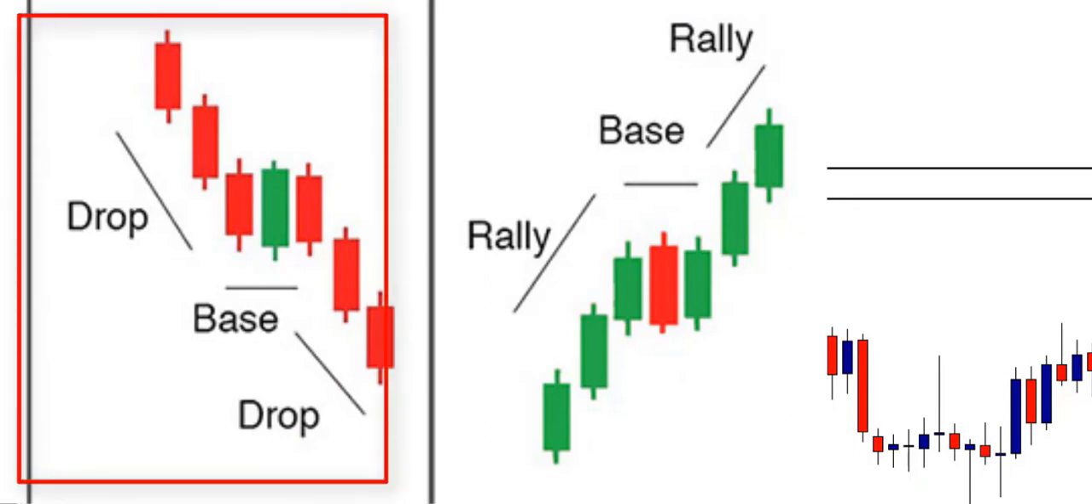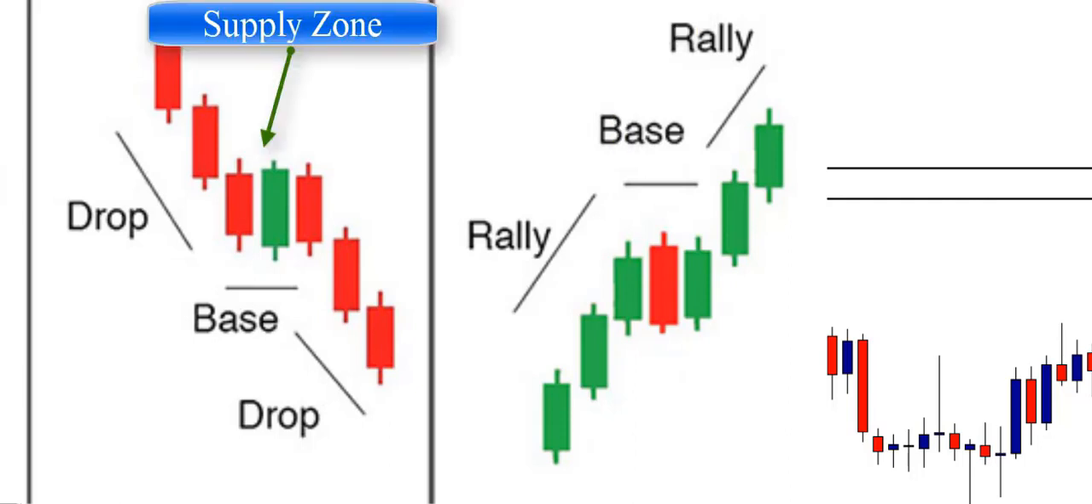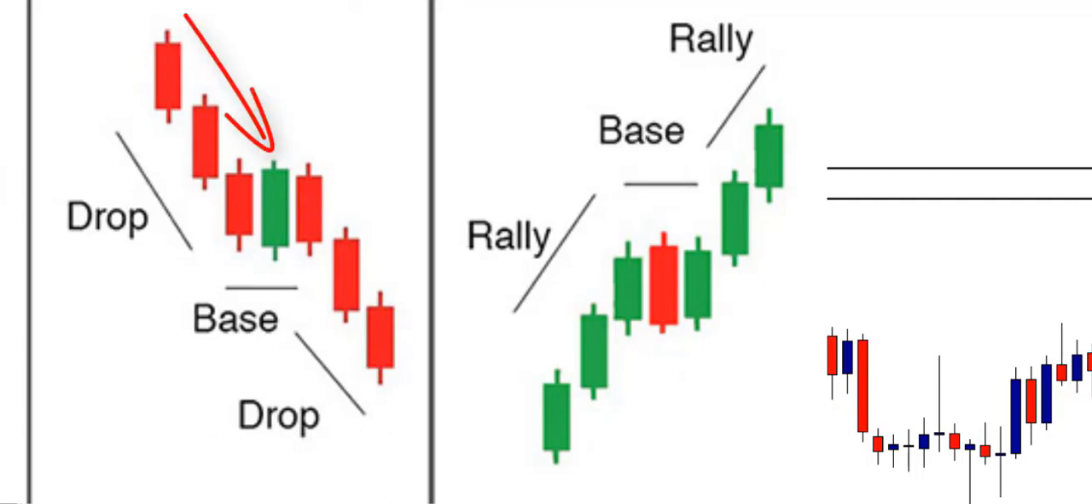Now let's move to the next continuation pattern, which is the drop-based drop. The drop-based drop is the exact opposite of a rally-based rally, with the only similarity being they both form during trending movements. Whereas a rally-based rally structure will always form a demand zone in an uptrend market, a drop-based drop will always form a supply zone during a downtrend market. A drop is a move down followed by a consolidation, which is referred to as a base, and another move down that creates the supply zone. If the market was to return to this zone, it should push the market lower.